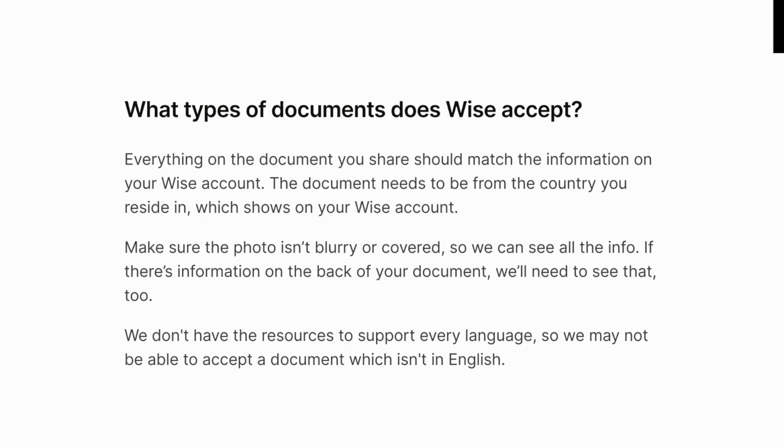So, what types of documents does Wise accept? Everything on the document you share should match the information on your Wise account. The document needs to be from the country you reside in, which shows on your Wise account. Make sure the photo isn't blurry or covered, so they can see all the info. If there's information on the back of your document, they'll need to see that as well.